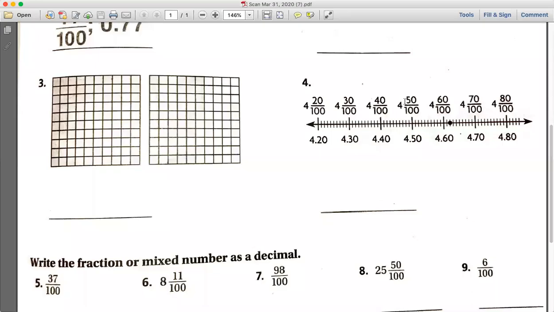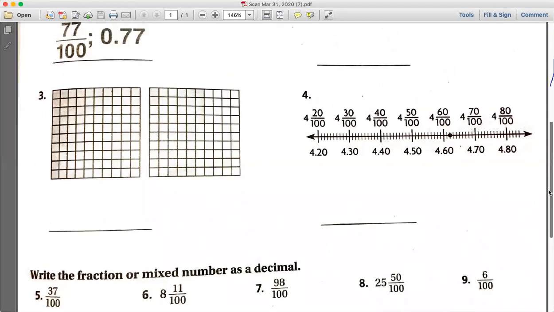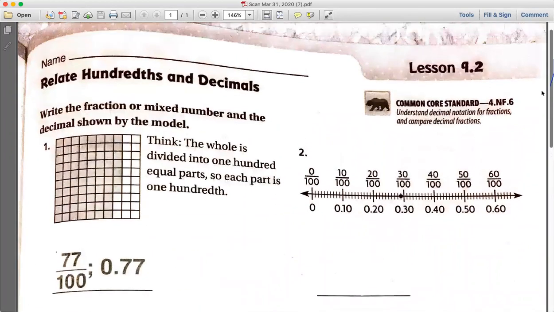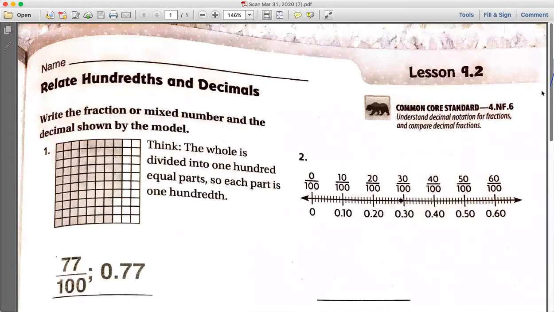Hi, fourth grade. Today we are going to correct your math workbook page P157, and it's going to be lesson 9.2, and it's going to be relating fractions and decimals. Okay, so we start out here.